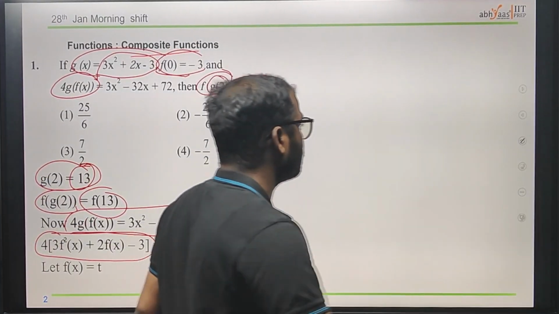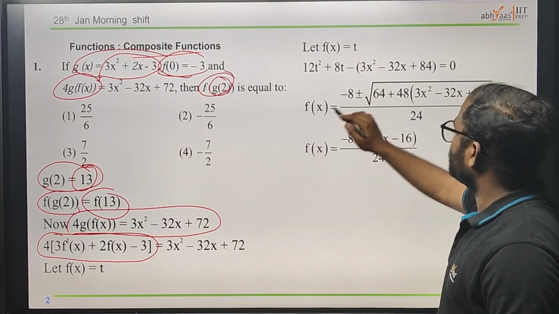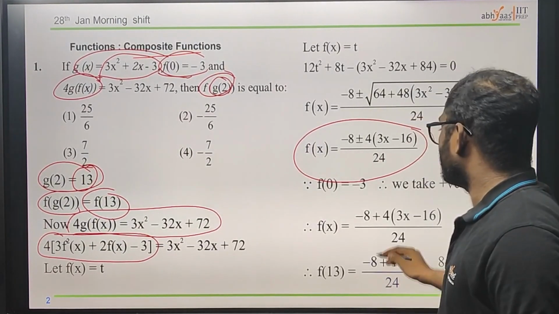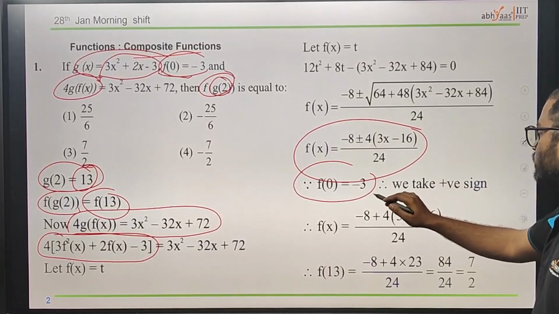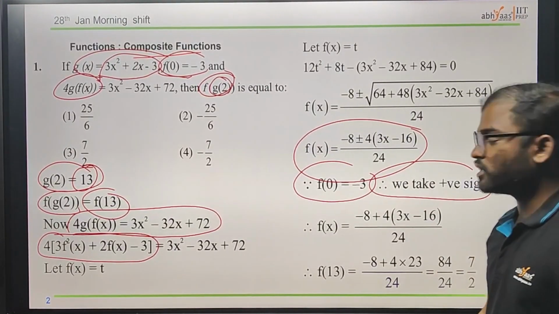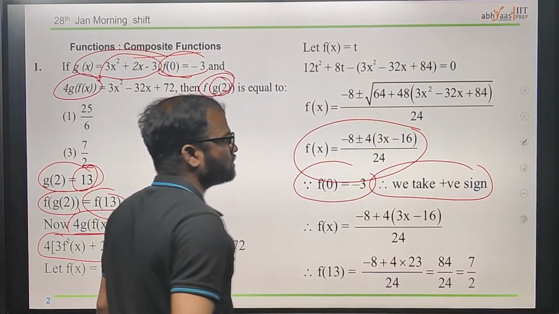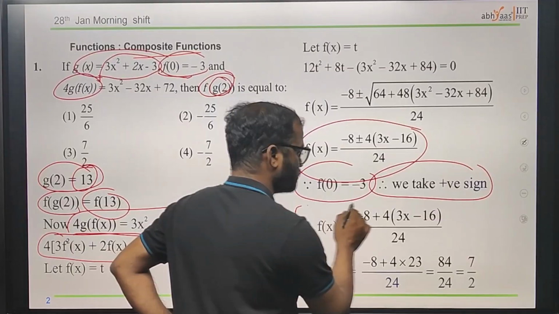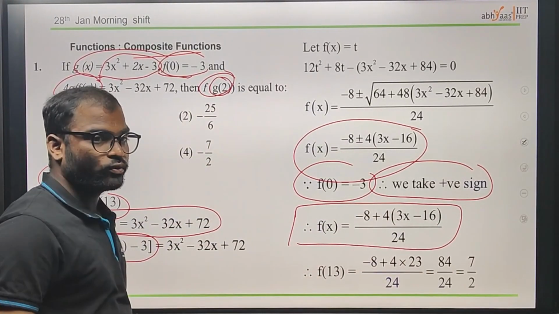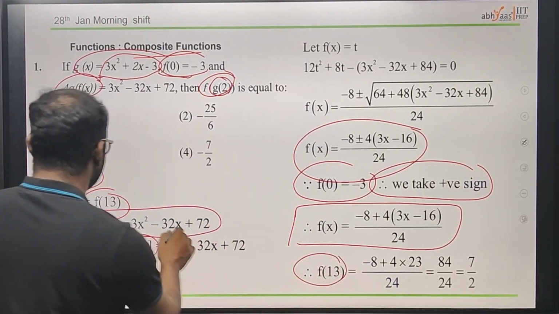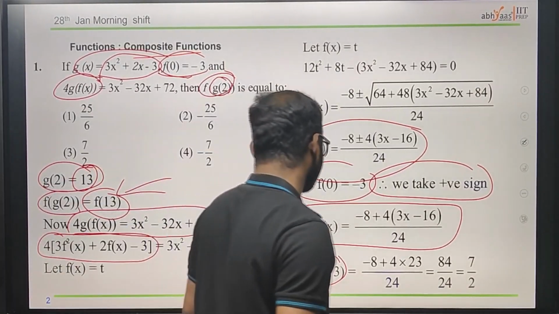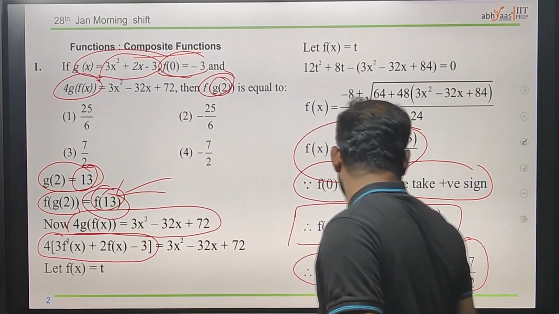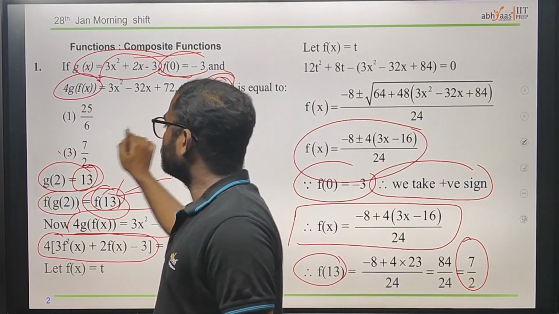Now let f of x be t, which will be quadratic type. Finding the quadratic, we get two roots. Since f of 0 is minus 3, we take the positive sign, so we take minus 8 plus 4 root of 3x minus 16, divided by 24. Now we have the function f of x. Now we need to find f of g of 2, so first find f of 13 by putting the value here. After putting the value, we get 7 by 2. Therefore f of g of 2 is 7 by 2, which is the answer.